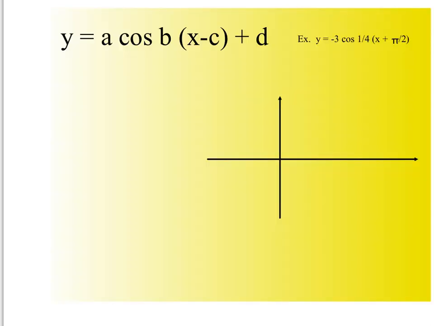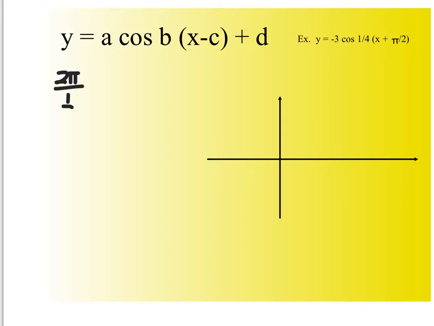Alright, so cosine, nothing different. Everything is the same. All transformations are the same, except the cosine function now starts and looks like that instead of the sine function, which starts at 0 and ends at 0. So let's do a little bit of manipulation. Let's see what b does to this function.